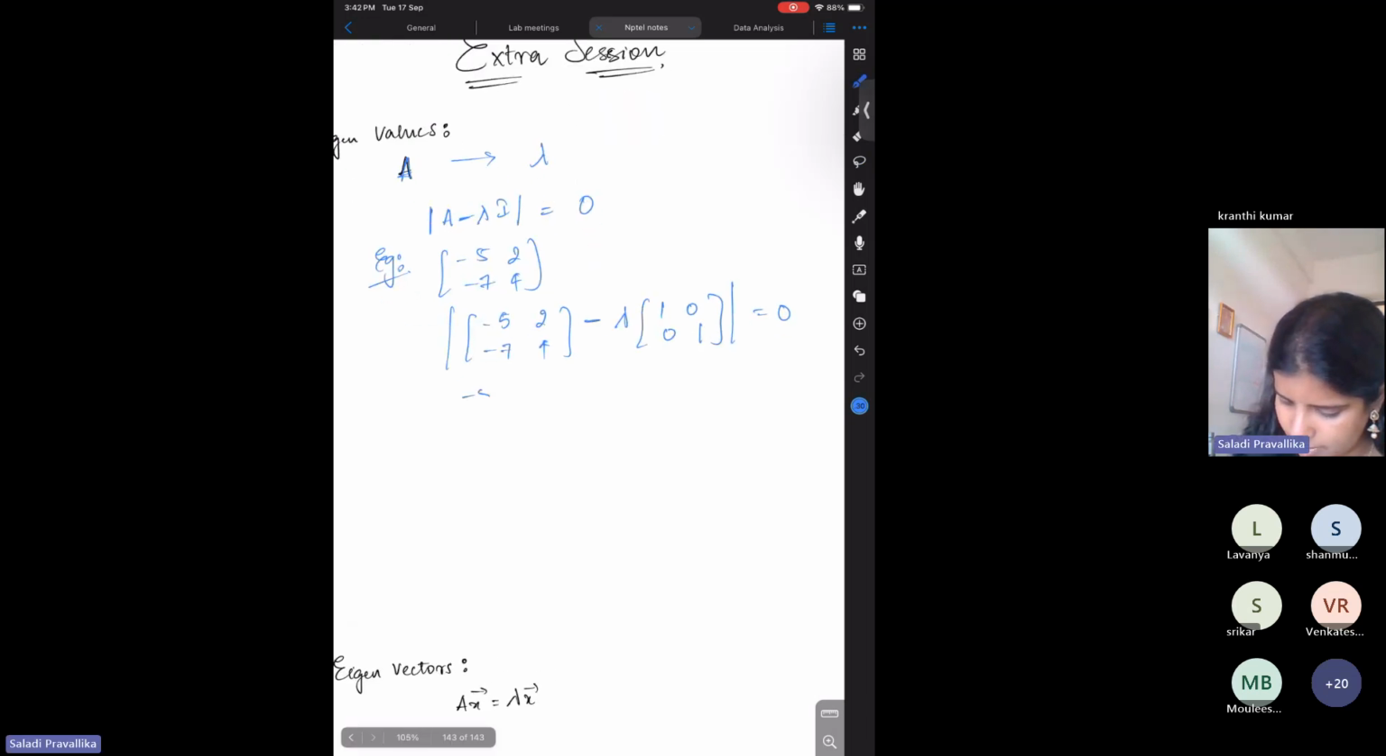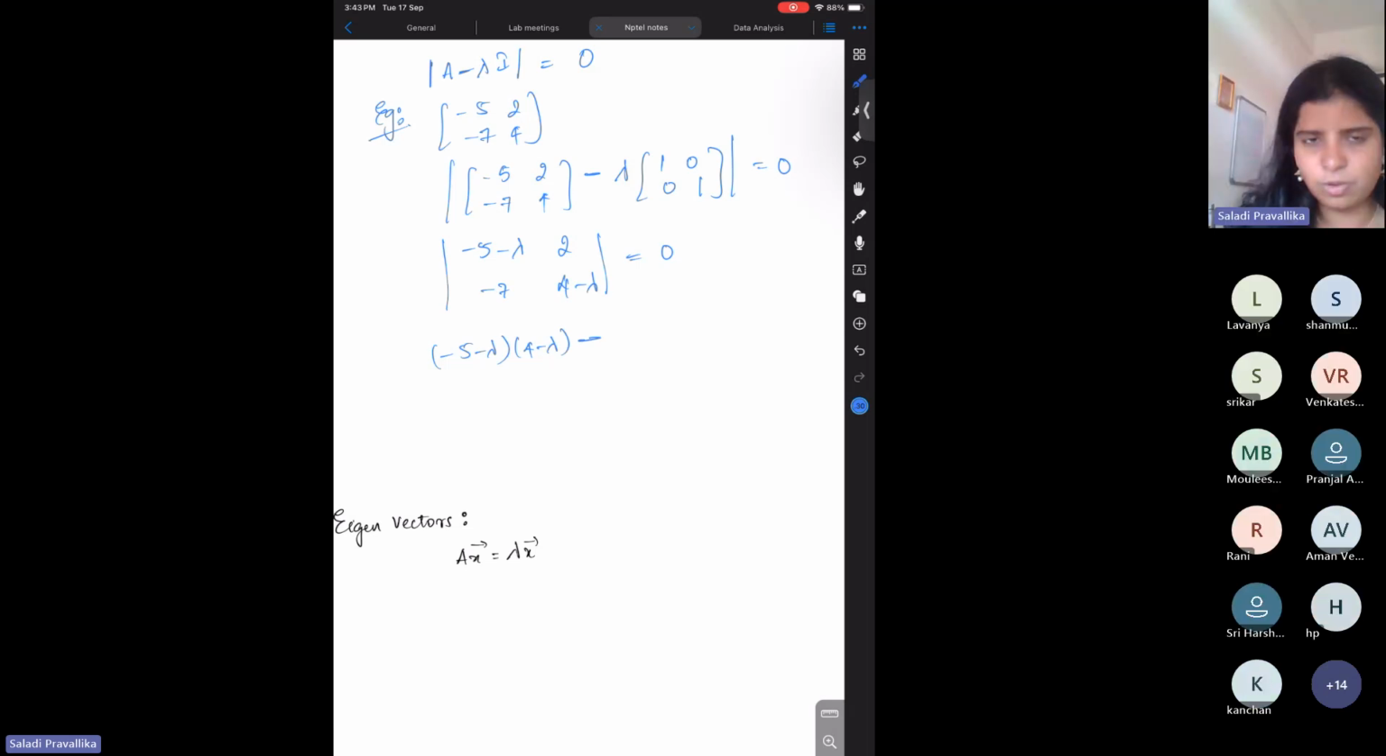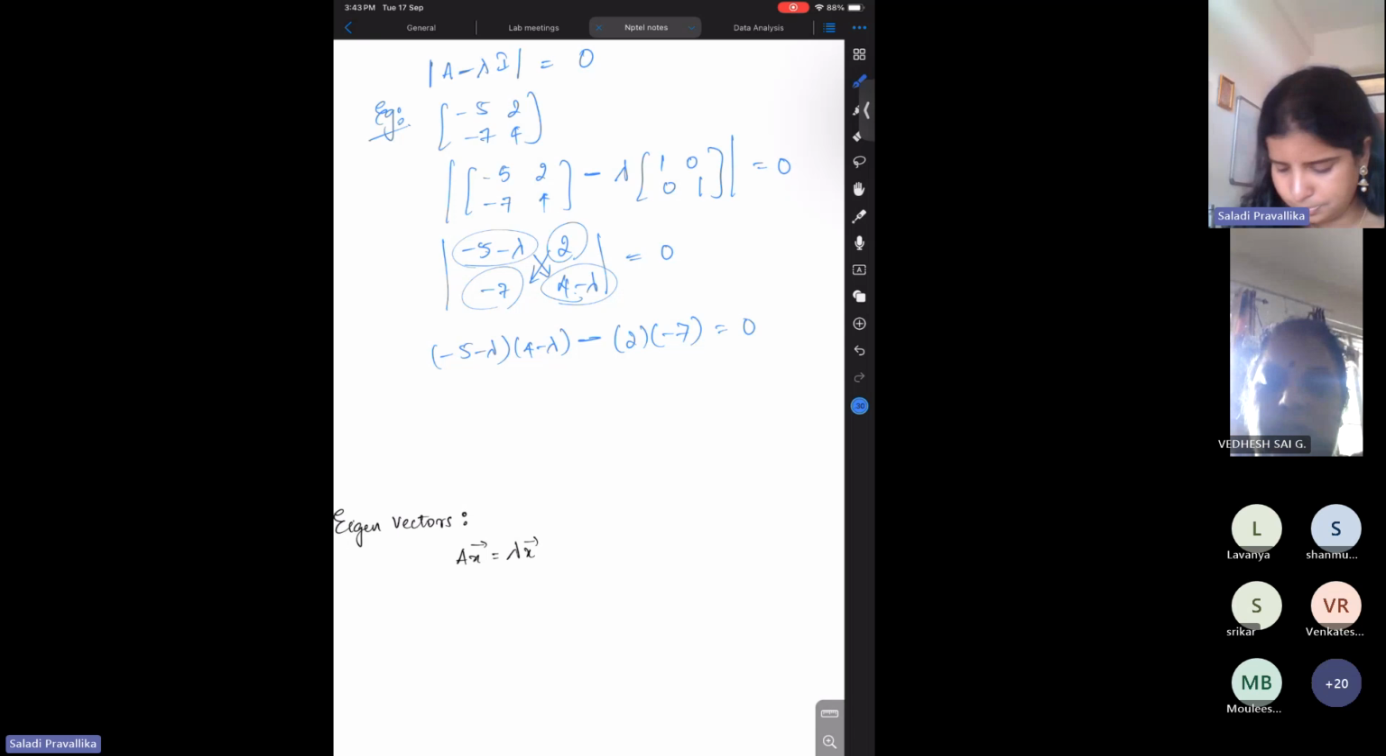Right? So minus 5 minus lambda, 2, minus 7, 4 minus lambda. The determinant should be equal to 0. Right? Minus 5 minus lambda into 4 minus lambda, minus... So I hope you all remember how to calculate the determinant, right? You basically take the cross product of this value and this value, minus the cross product between this value and this value. So 2 into minus 7. That should be equal to 0, right?